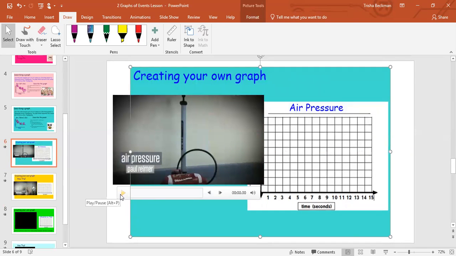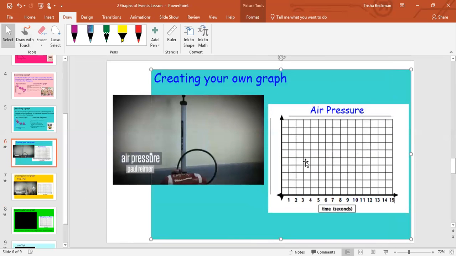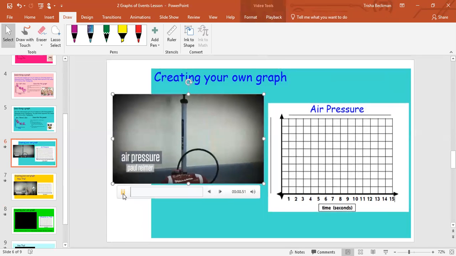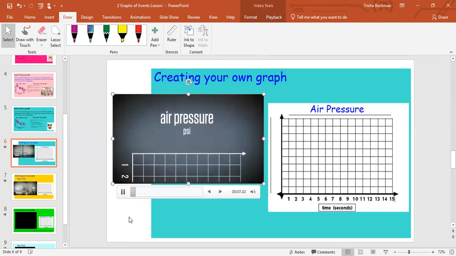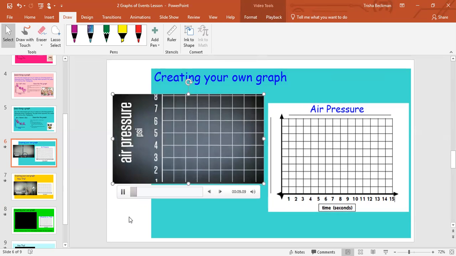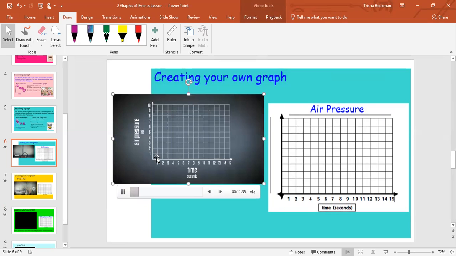All right. And if you need to, it'll also tell you what the scale is going up by. So if you need to, again, feel free to pause. The air pressure is going up by 1s if you want to fill out the scale going up and down on the graph.